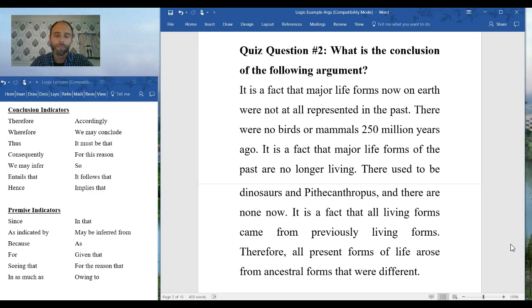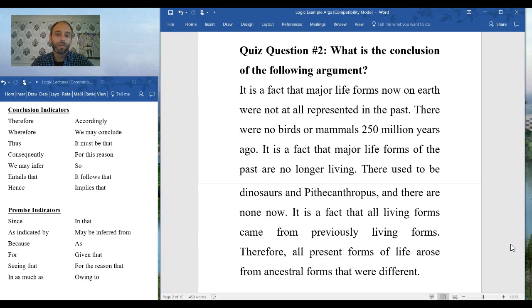So here's the argument. It is a fact that major life forms now on Earth were not at all represented in the past. There were no birds or mammals 250 million years ago. It is a fact that major life forms of the past are no longer living. There used to be dinosaurs and Pithecanthropus, and there are none now. It is a fact that all living forms came from previously living forms. Therefore, all present forms of life arose from ancestral forms that were different.